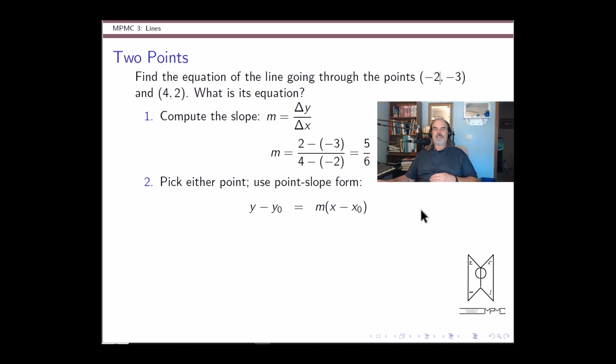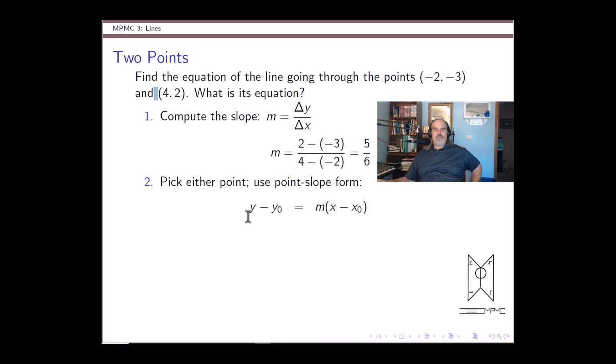Altogether, that's 5/6. Now, I could have done for delta y -3 minus 2, which would have been -5. And for delta x, I could have done -2 minus 4, which is -6. -5 over -6 still simplifies to 5/6. So just be consistent. Don't stress over whether it's this one minus this one, or this one minus this one. Just pick one and make sure you do the same for the numerator and the denominator. The slope of this line is 5/6.